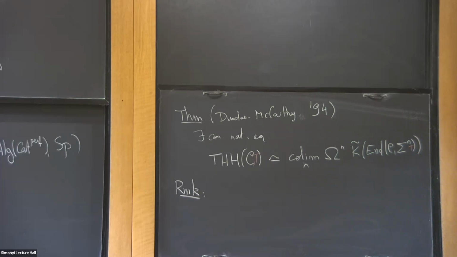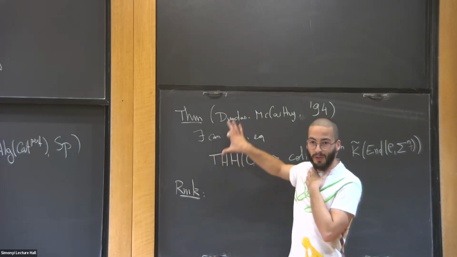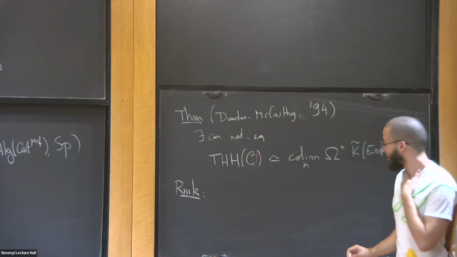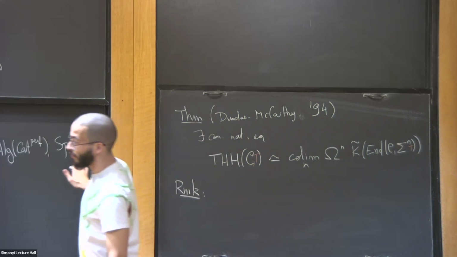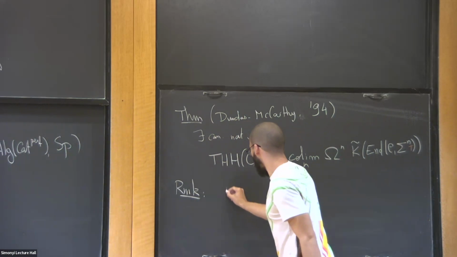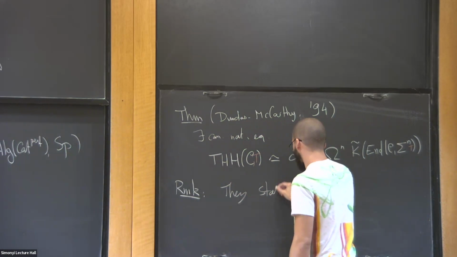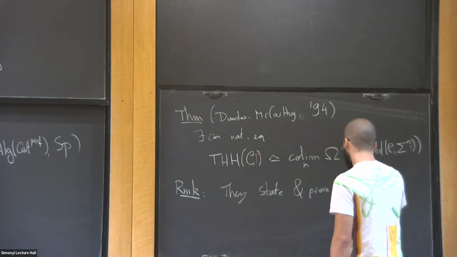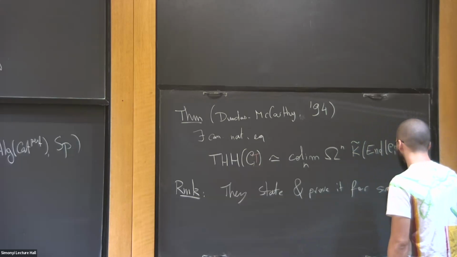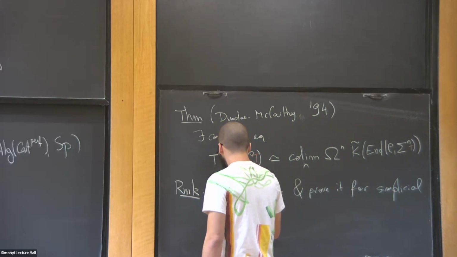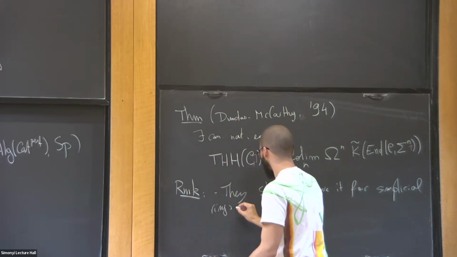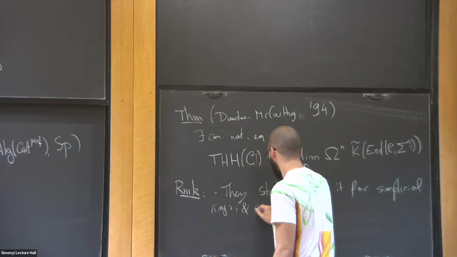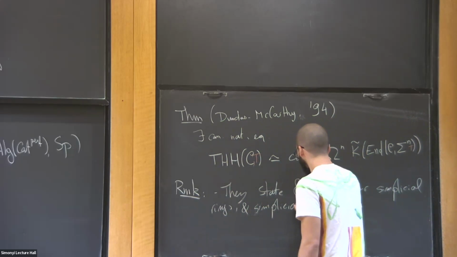But they didn't have the notion of stable category. No, so I'm making a remark here about the relation to their work. Yeah, indeed. They didn't state it this way. They stated it specifically for C being a connective E1. In fact, they state and prove it only for simplicial associative rings, and connective modules, I mean simplicial modules, simplicial bimodules.